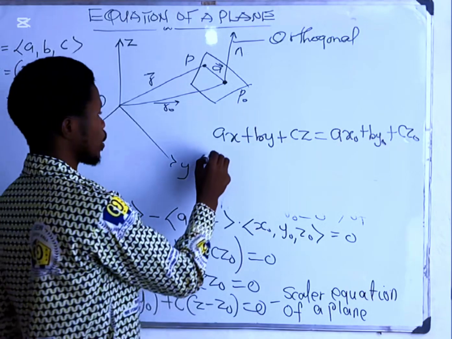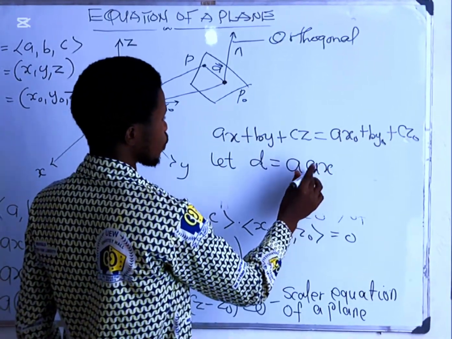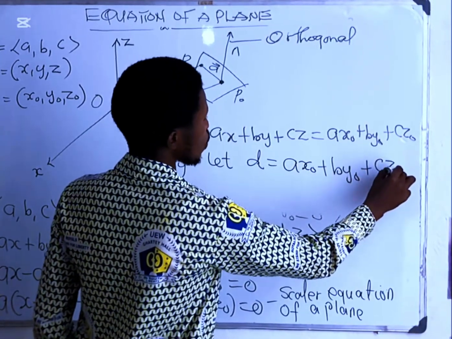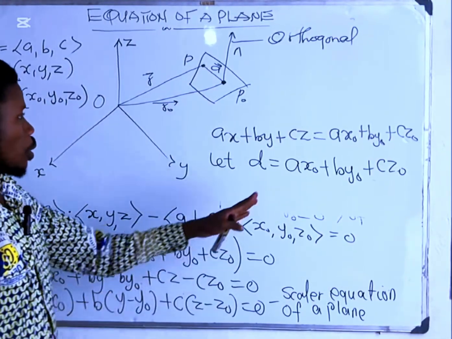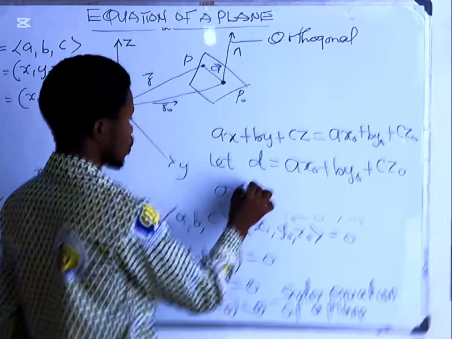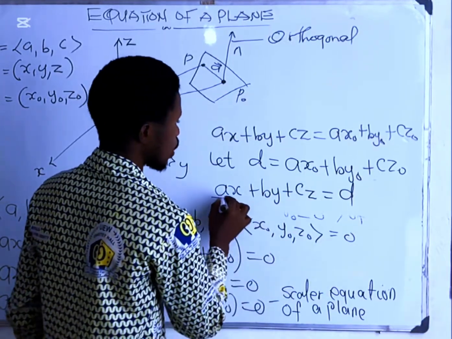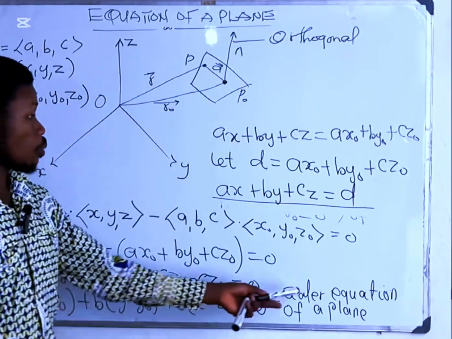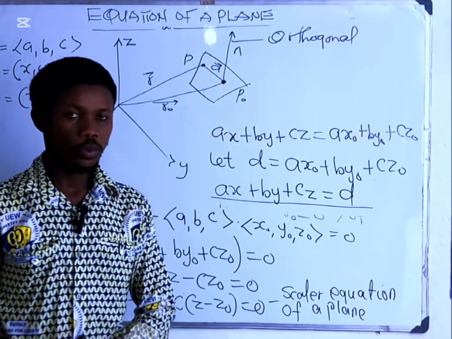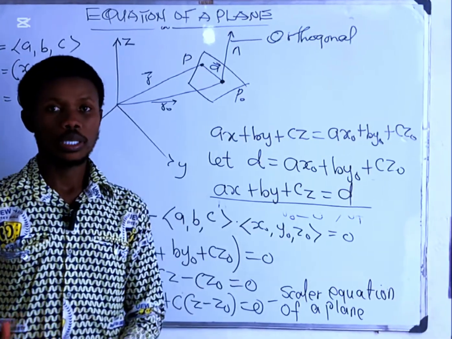Now we can say let d be equal to ax naught plus by naught plus cz naught. So wherever I see this one, I can replace it by d. So ax plus by plus cz equals d. This one too is called a scalar equation of a plane. So you can decide to use this formula or this formula. They'll all give you the same answer. Remember that d is ax naught plus by naught plus cz naught.